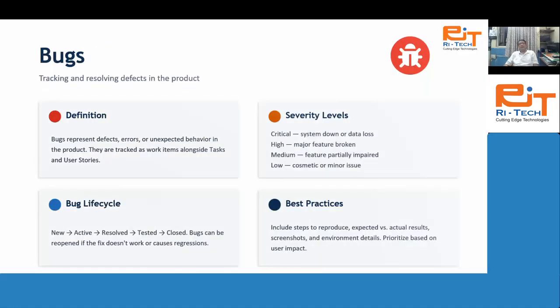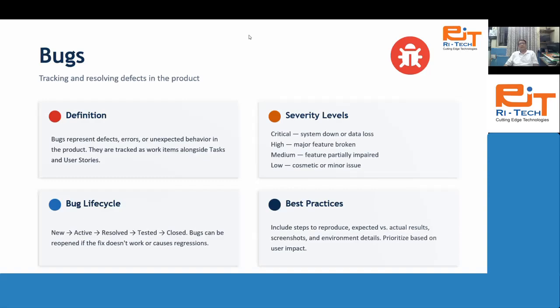Bugs, we already know this. Tracking and resolving the defects in the product. Bugs represent defects, errors, or unexpected behavior in the product. They are tracked as work items alongside the tasks and user stories. तो task के साथ चलेगा, user stories के साथ चलेगा.